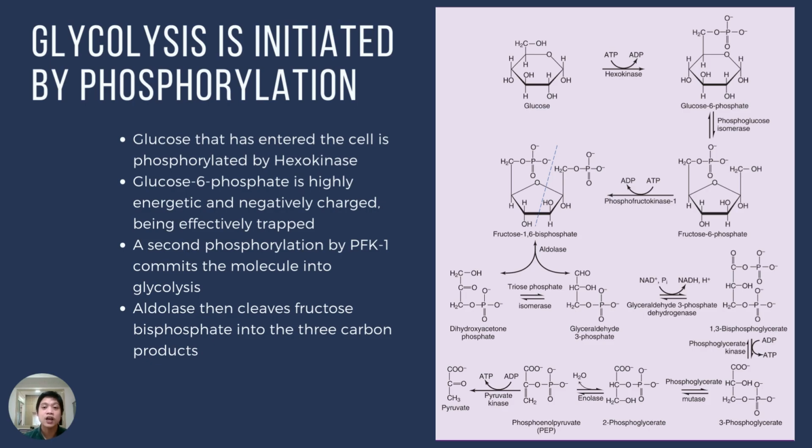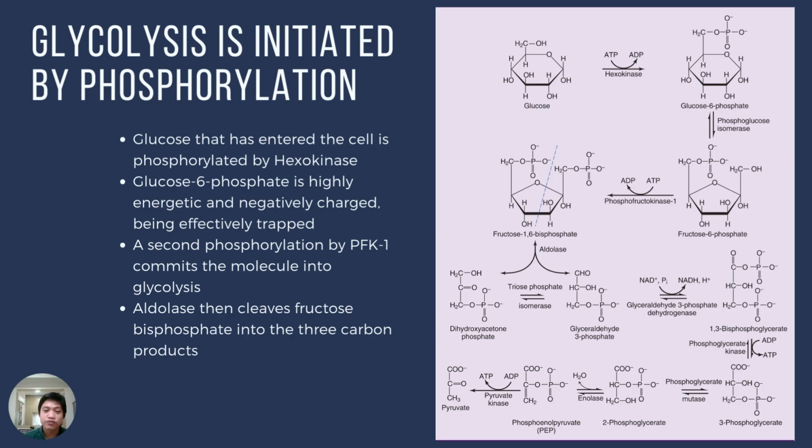The second phosphorylation is catalyzed by phosphofructokinase 1. And again, the donor is adenosine triphosphate. And therefore, at the end of the reaction, you will have 2 phosphate molecules. One attached to carbon number 1 of fructose, and the second one attached to carbon number 6 of fructose.